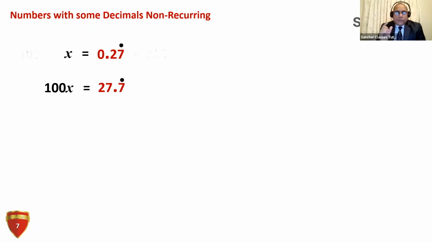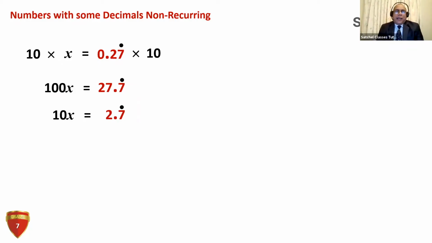So we need to do one more step here. We need to shift the decimal between 2 and 7. Right now, the decimal is before 2. What should I multiply by to shift the decimal one place to the right? The number I should multiply by is 10, giving 10x. Now you'll understand why I did that. Because now 10x will be 2.7 recurring. The decimal has shifted between 2 and 7, and the 7 is still recurring.